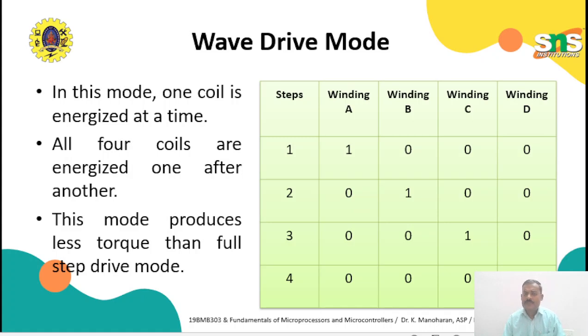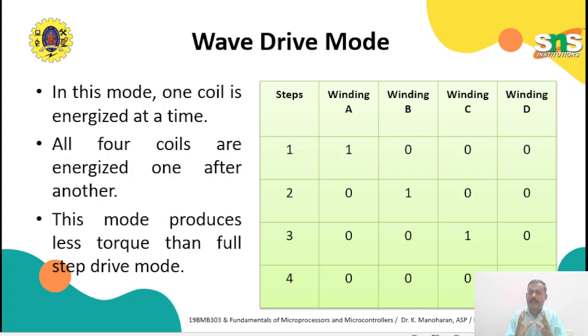So it gives low torque, because only one coil is energized, so the pulling power will be less. But still it has applications. Look at this, this is step 1, 2, 3, 4. If we go in the incrementing order of step angle, what happens? It will move in a forward direction.